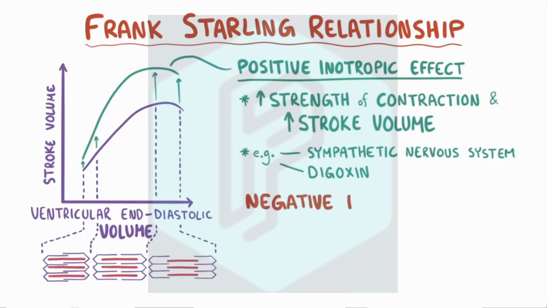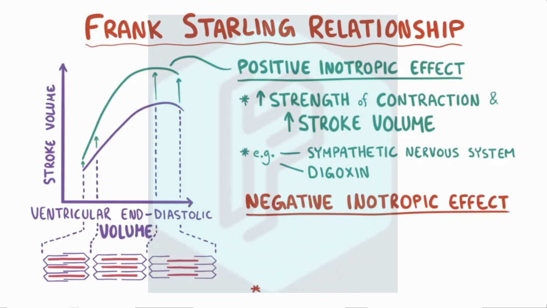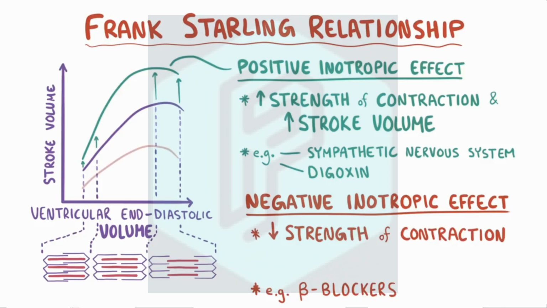On the other hand, there are negative inotropic agents, like medications, like beta blockers, that decrease the strength of contraction, moving the curve downwards and decreasing stroke volume.